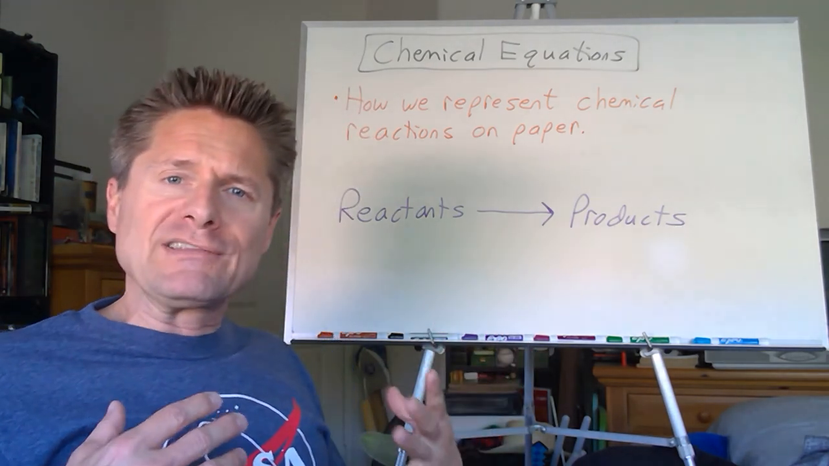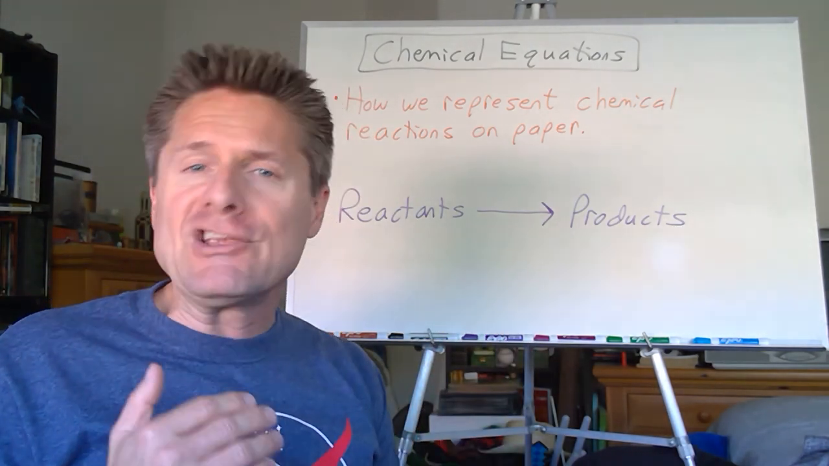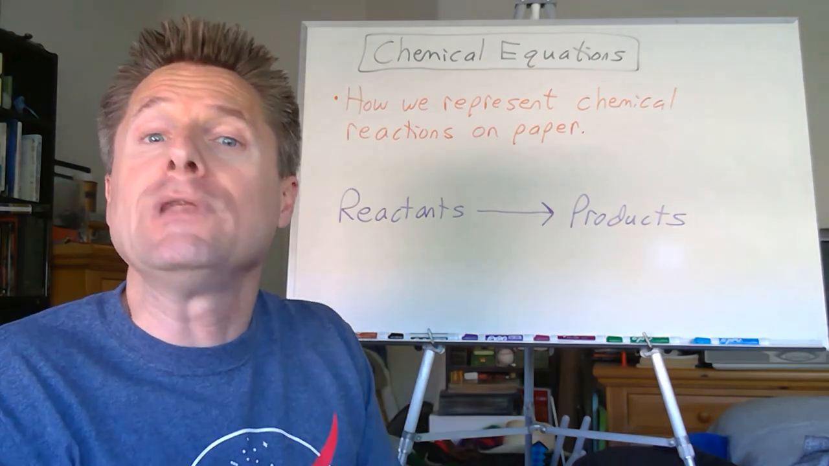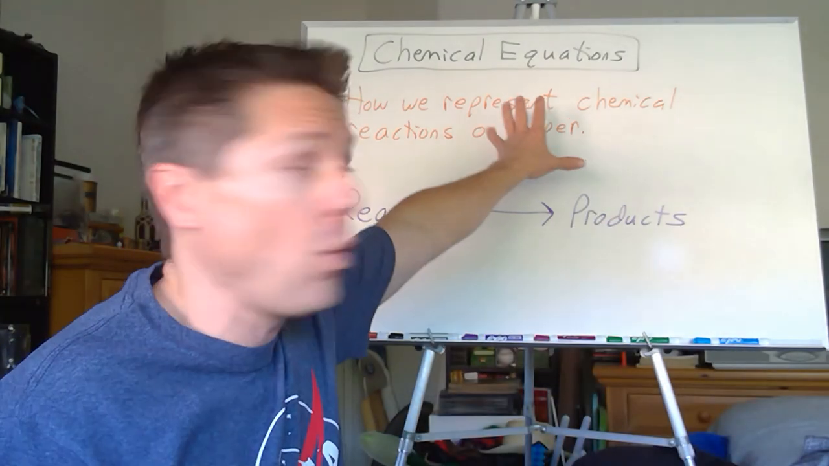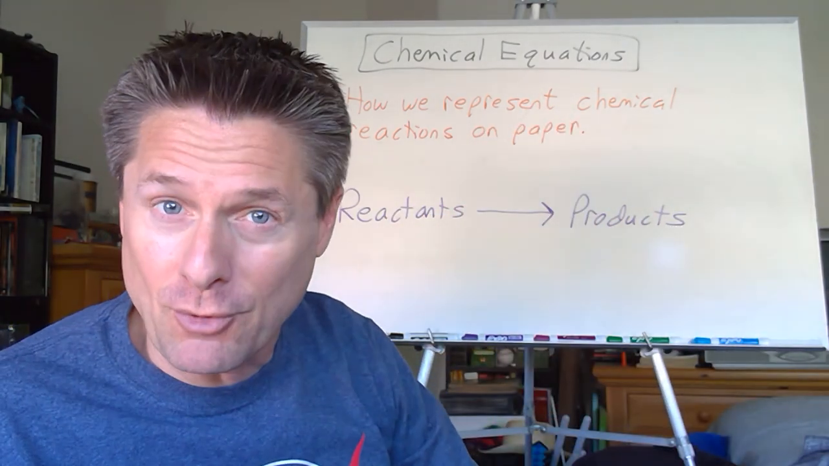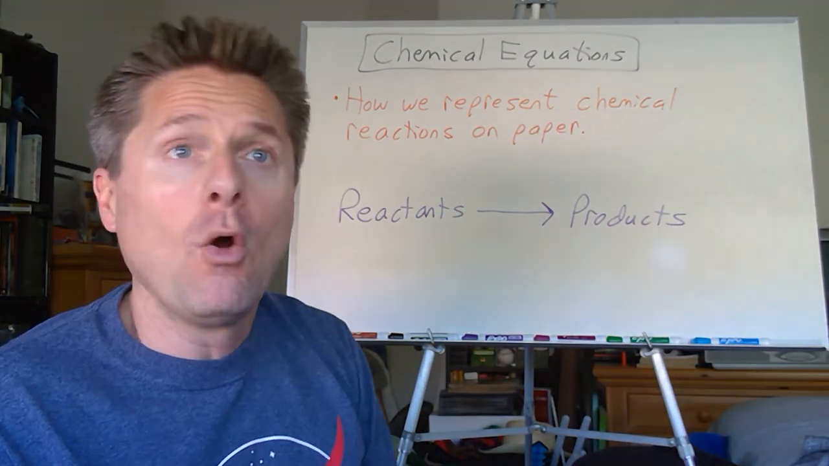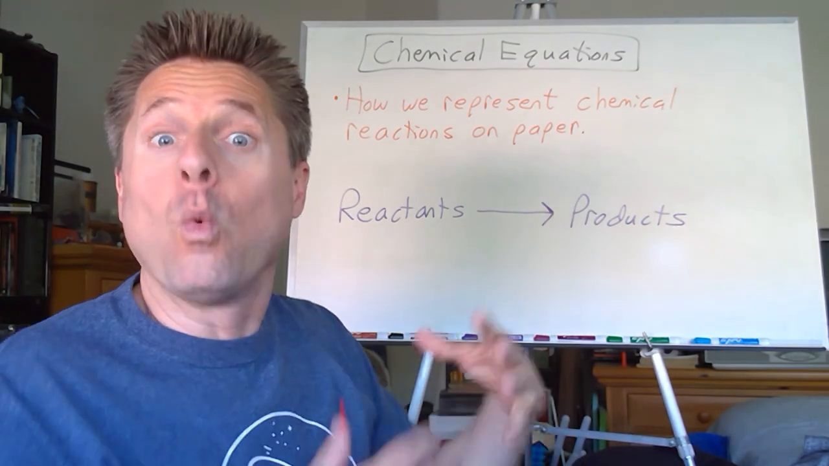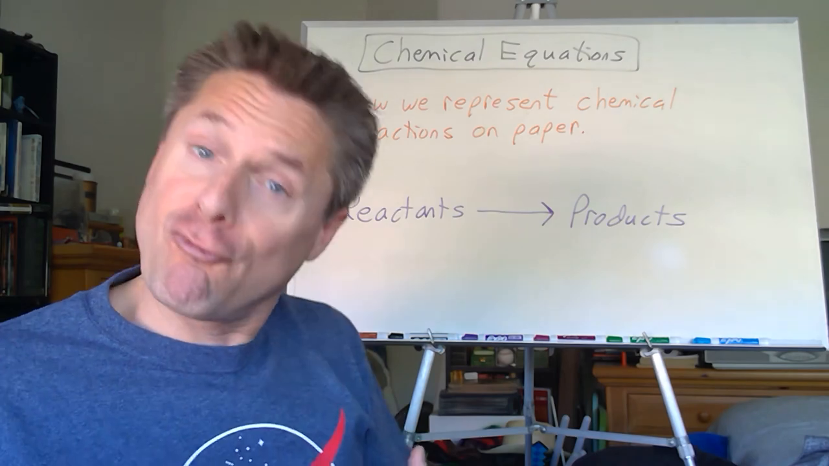So what I'm going to do is erase this board and go through what kind of information we can glean. If we're writing one, what information do we need to put into this chemical equation that represents a chemical reaction or chemical change? Or if we're provided a chemical equation, what information can we extract from it?